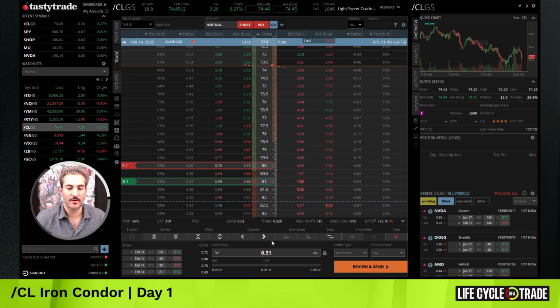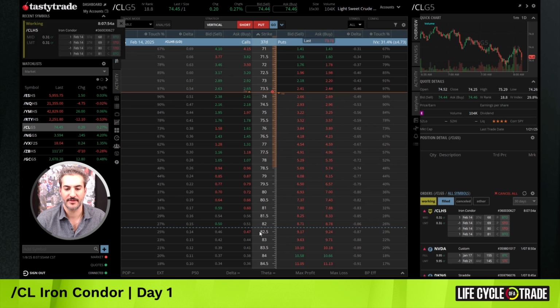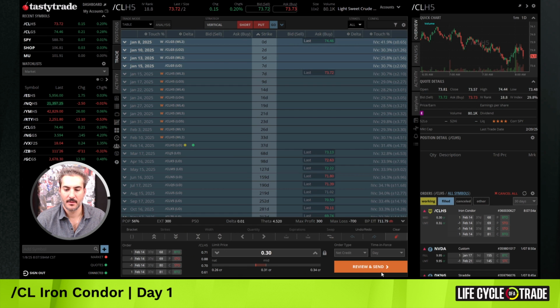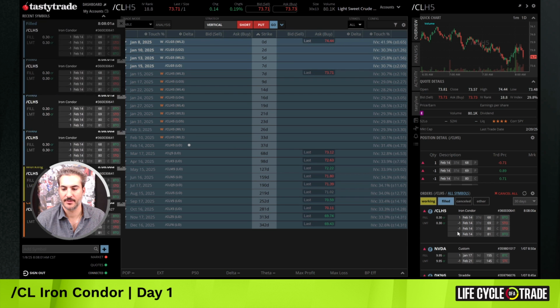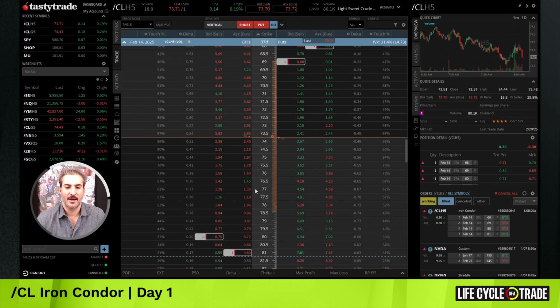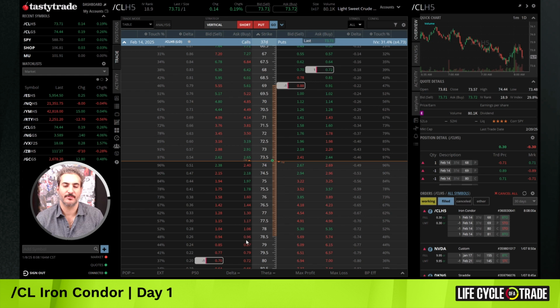So we'll get this on here. Let's try and get this filled at 31 cents. See if we get filled here. No fill there. Go to 30 cents, trying to get 1/3 the width. There we go. So we got filled at a 30-cent credit on this relatively delta neutral iron condor. We're playing for a little bit of sideways action through the next 37 days.